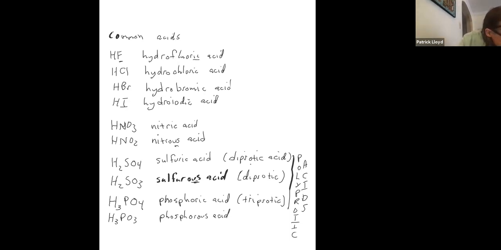Here's another one that's important in biology. It's also diprotic, but it has a carbon. This one's called carbonic acid. It has two hydrogens. Now, in theory you might be able to have H2CO2, which I guess would be carbonous acid, but I've never seen it. Even though you might be able to think of drawing the formula, some of these things may not actually exist in nature.